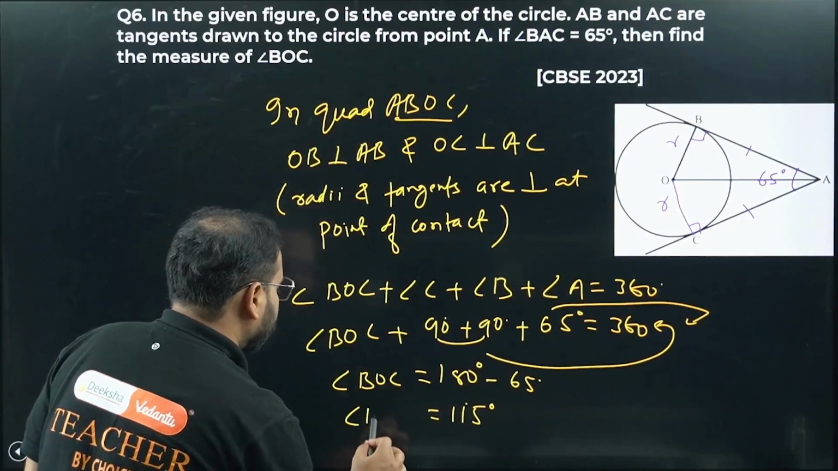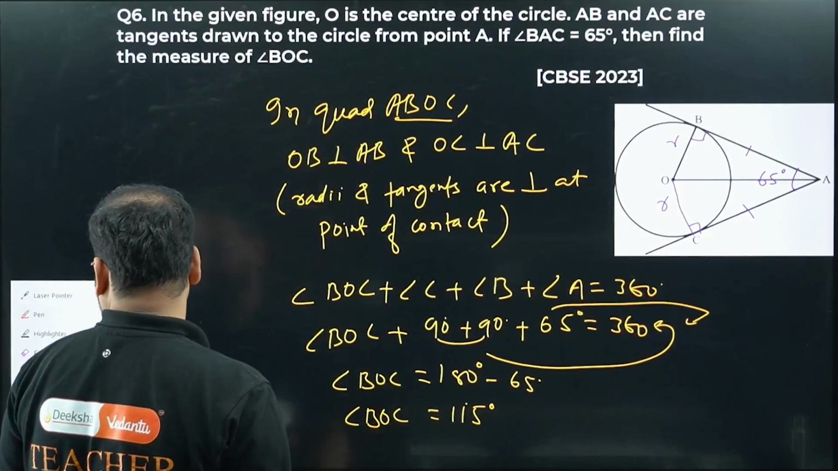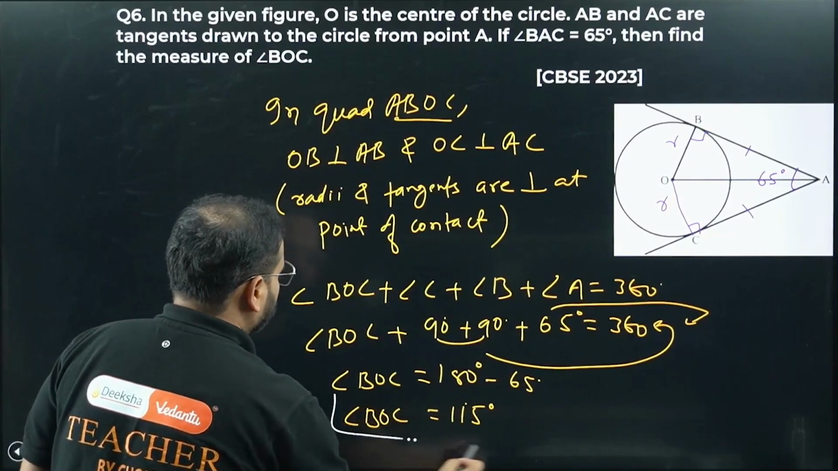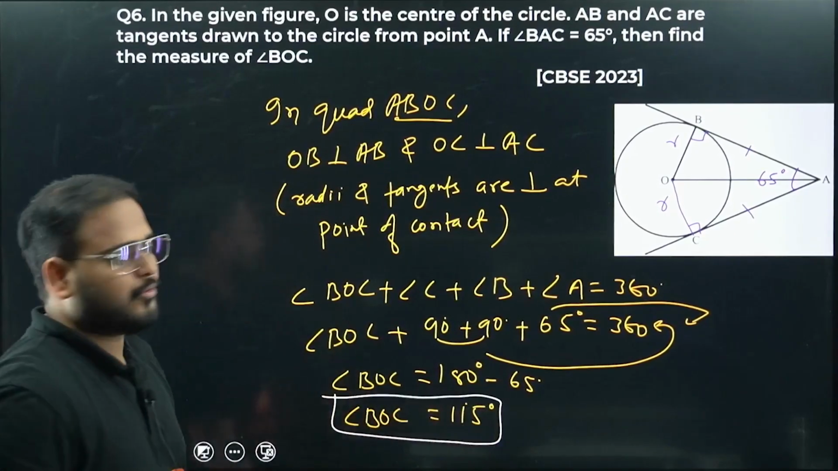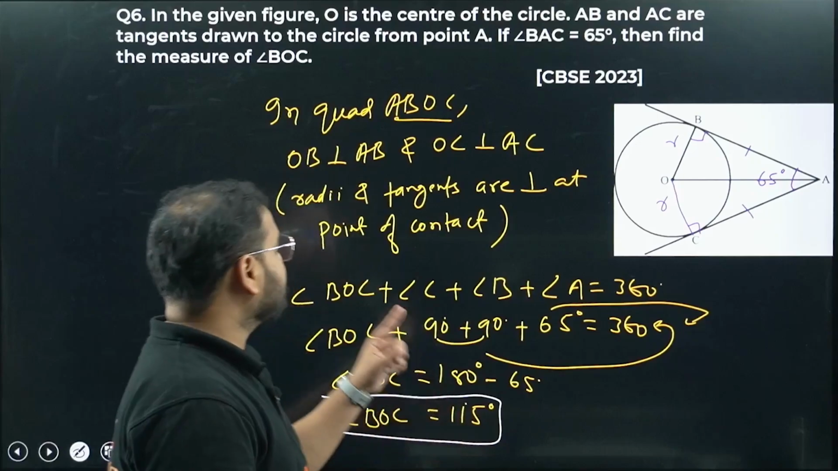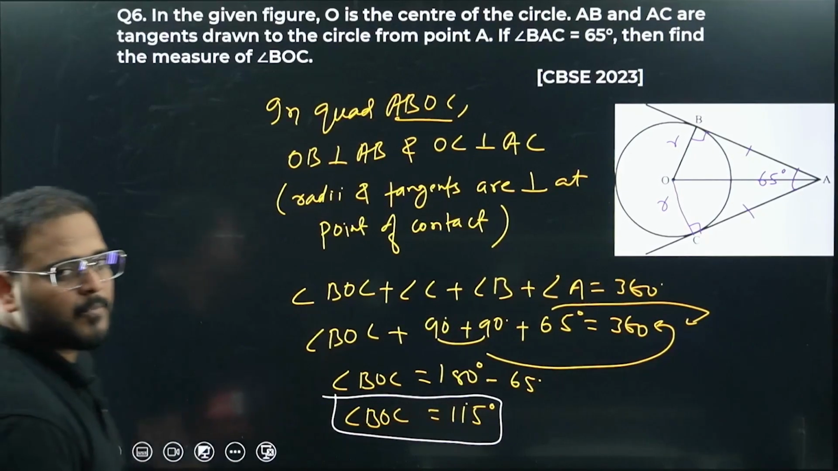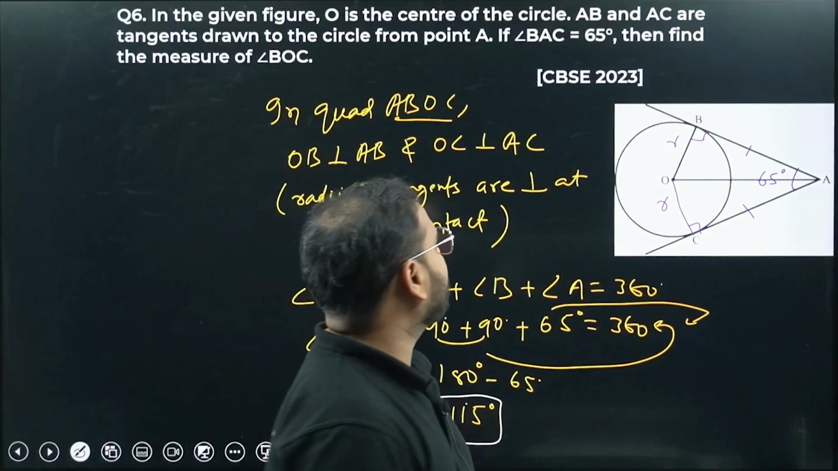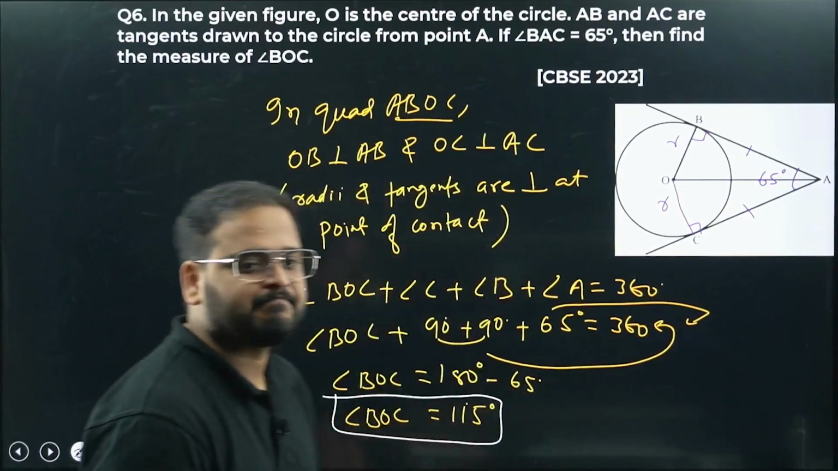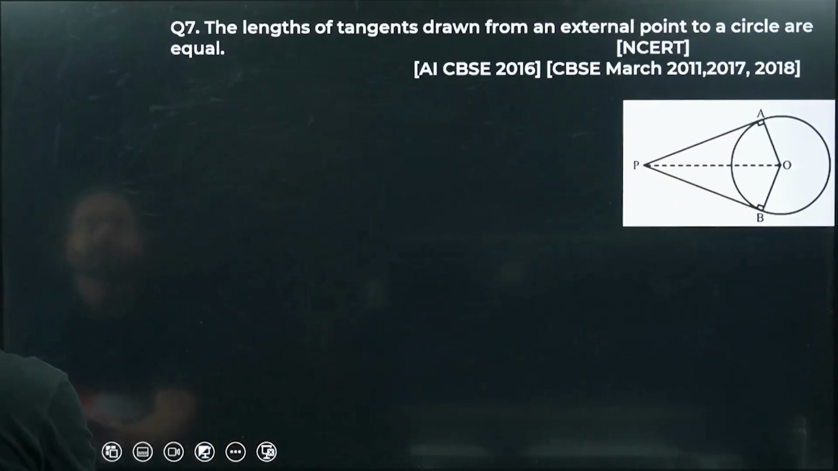Angle BOC, have a look. Whatever way you want to subtract, you can subtract it like this. Angle BOC will come as 115 degrees. I hope this is clear. Simple problem again from the 2023 paper. Let's move on to question number 7.